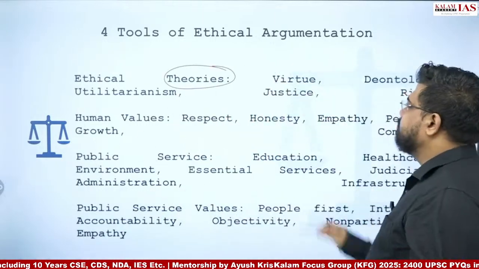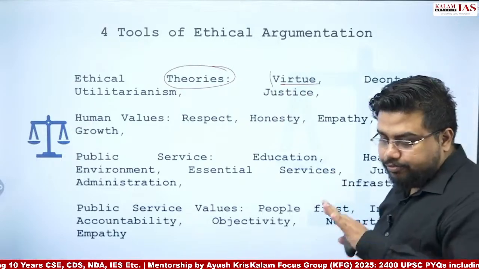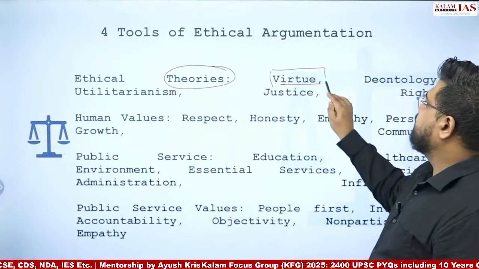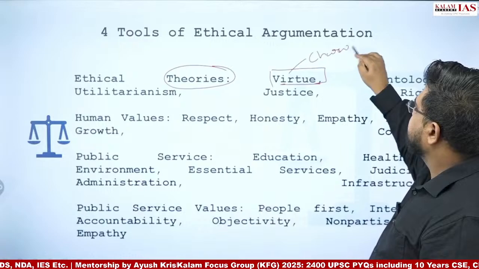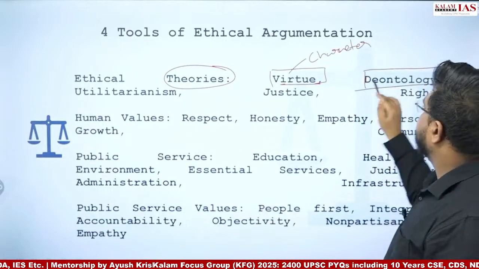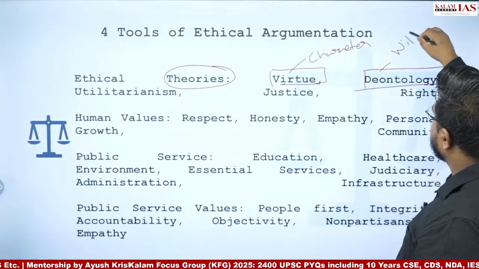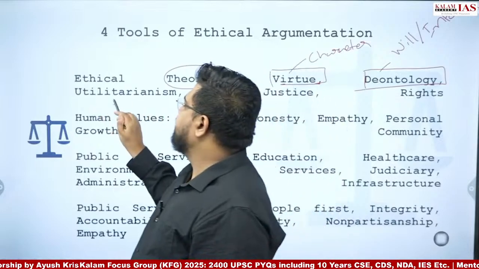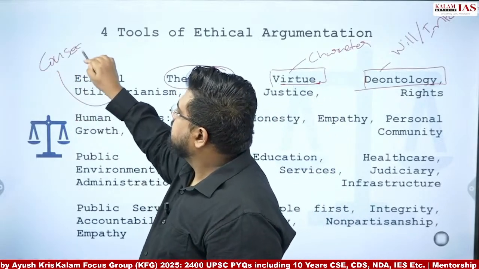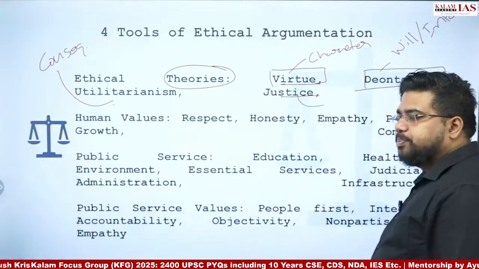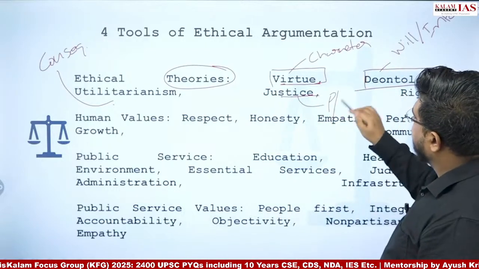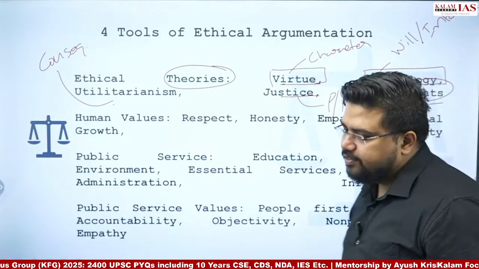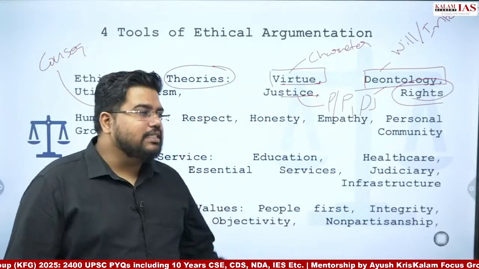And what are the different theories we have? We have virtue ethics. These are the first 5 most fundamental theories you should have very good awareness of. From virtue ethics, which speaks about character. From deontology, which speaks about will or intention. Utilitarianism, which speaks about consequences. Justice, which speaks about, you can say, pleasure and pain. You can speak about distributive justice. Rights of the people, a rights based approach, you can say. So these are the 5 dimensions.